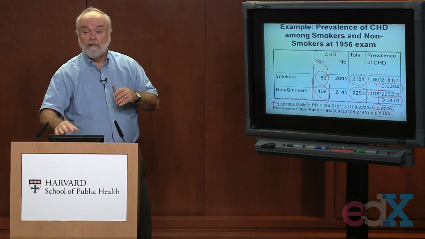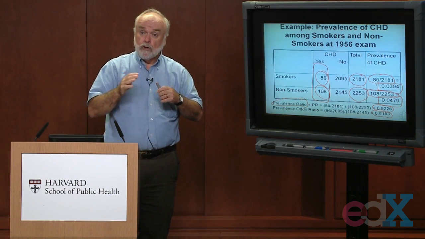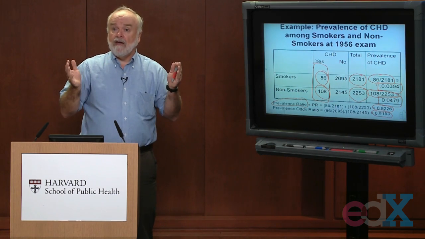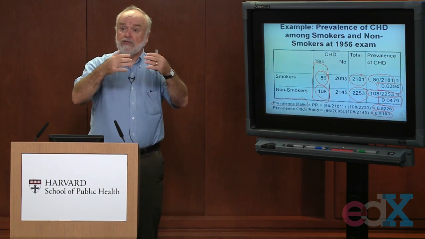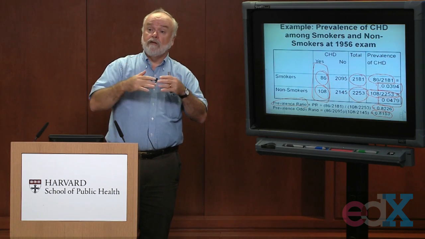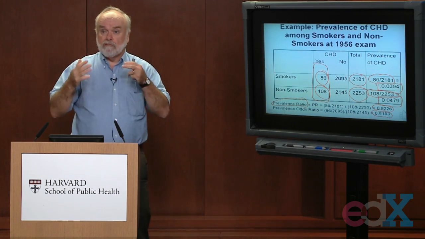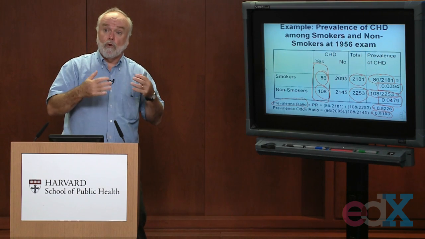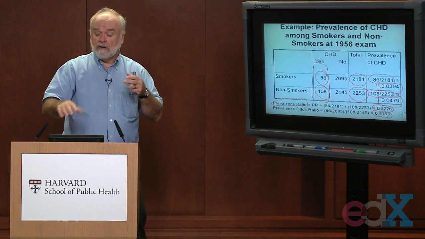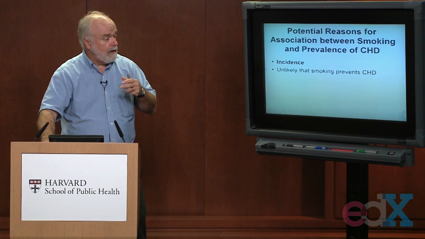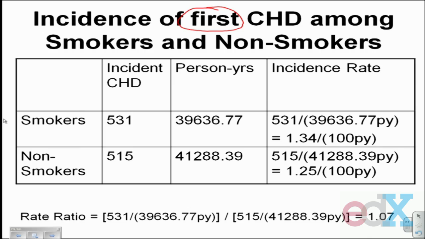So what I'm going to show you now is an analysis limited to those people who in 1956 did not have coronary heart disease, and look at the incidence of heart disease during the next 24 years and see if the smokers really do have lower incidence, lower risk of developing disease than the non-smokers. So going back to that table, this is describing the incidence and the incidence rate of developing coronary heart disease among those smokers and those non-smokers who are at risk of developing a first case of coronary heart disease.